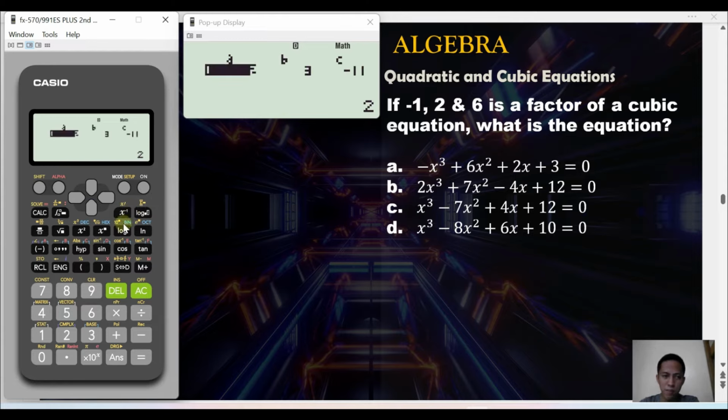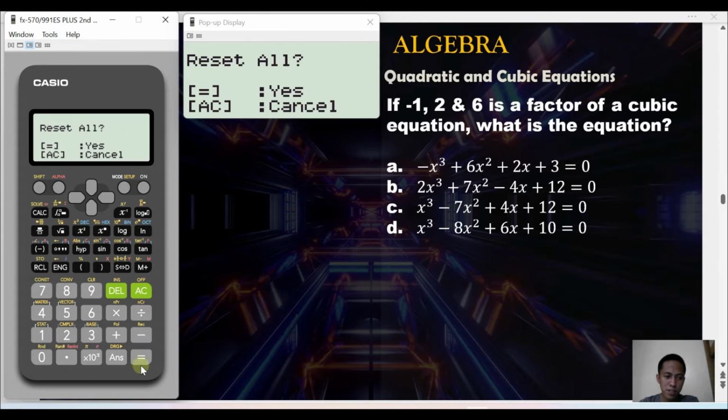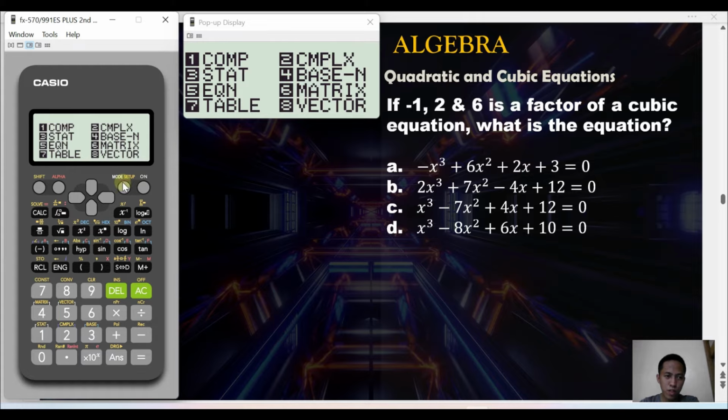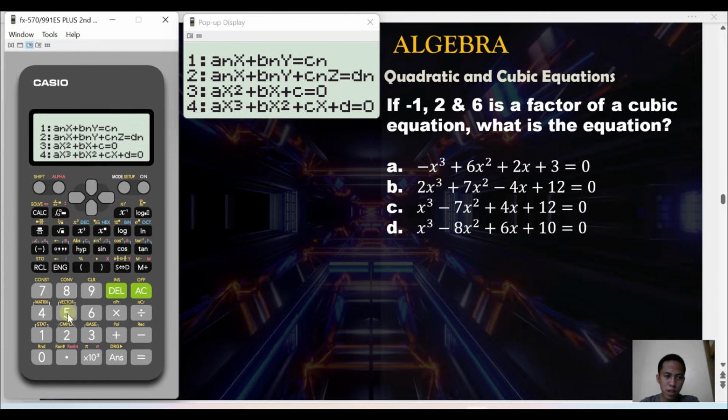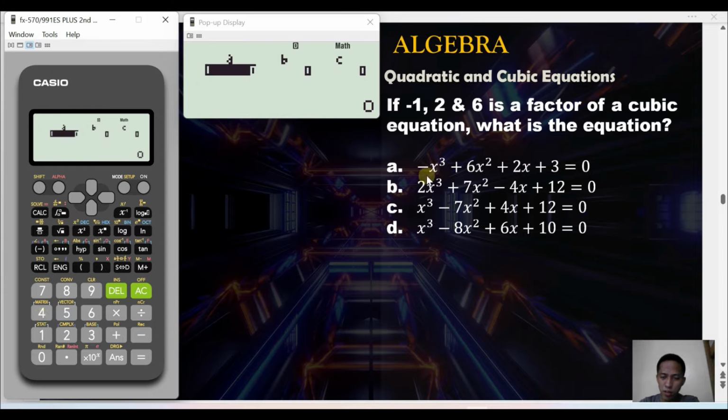Okay, so for letter A, okay, clear lang natin guys, shift clear. We have here mode equation and 4 for cubic. So, for letter A, yung kanyang coefficient is negative 1 for x cubed. For x squared, yung coefficient niya is 6. We have here 6 equals. Then for C, that is 2. And for the constant, that is 3. Okay, equals lang natin. Let's verify.